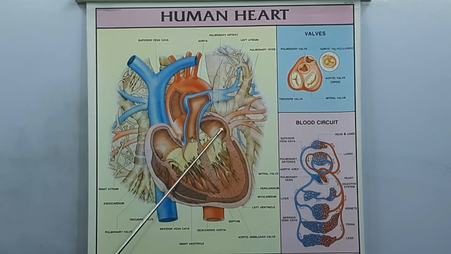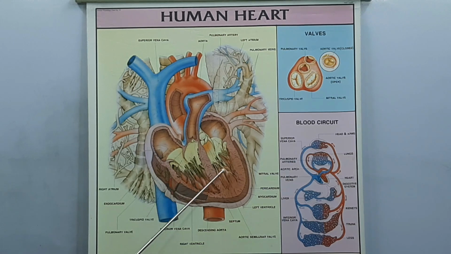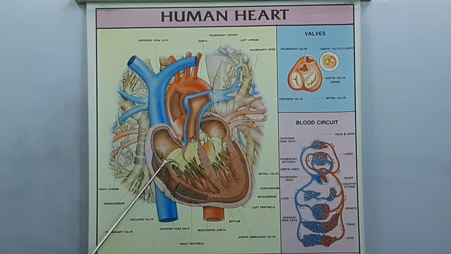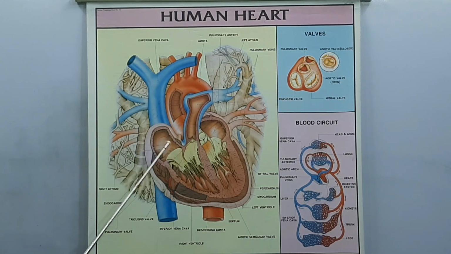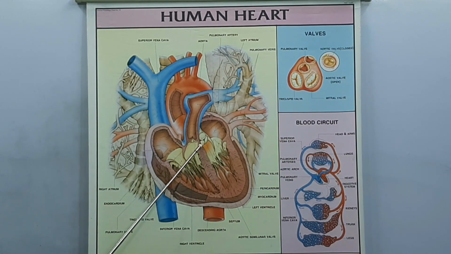Now here, these are the walls or septa. The wall between the two auricles is known as the interauricular septum, and between the two ventricles, the wall is known as the interventricular septum. Between the right auricle and right ventricle, there is a wall, and this wall is known as the right atrioventricular septum, and between the left auricle and left ventricle, the wall is known as the left atrioventricular septum.